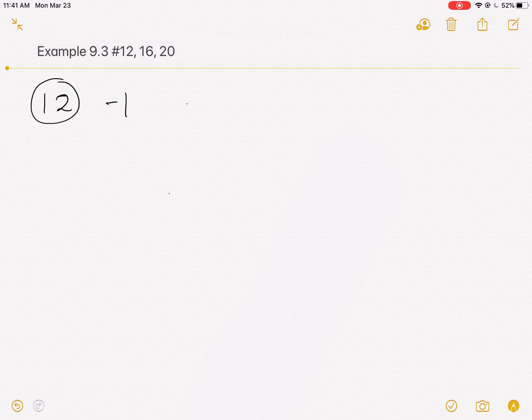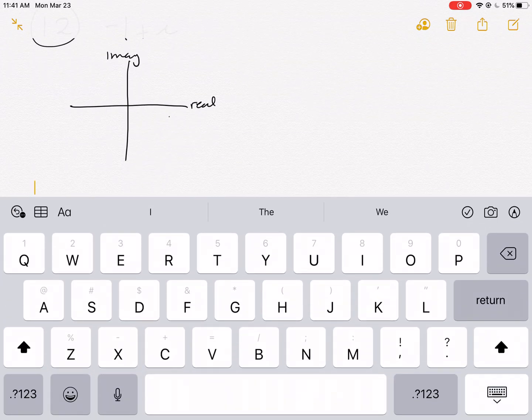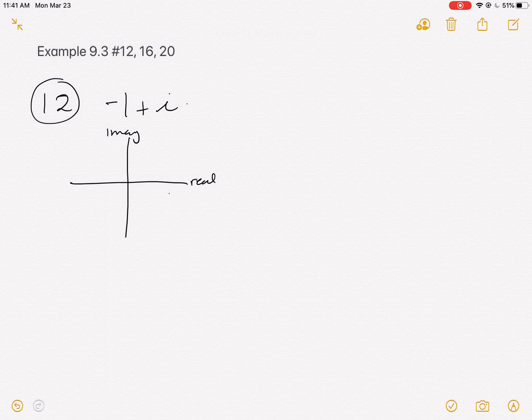As I look at number 12, we have the complex number negative 1 plus i, and they're asking us to plot each one in the complex plane. What you've read or seen in the PowerPoint is that this is the real axis and this is the imaginary. The real axis is the x-axis and the imaginary axis is the y-axis. So for negative 1 plus i, we move negative 1 in the real axis and 1 in the y-axis, and our point would be right there in the complex plane. What they would like us to do is get the polar form for that.